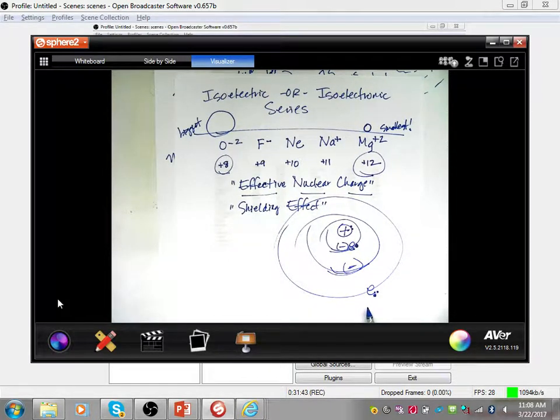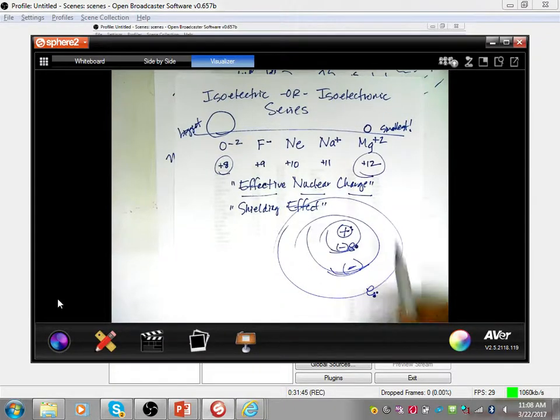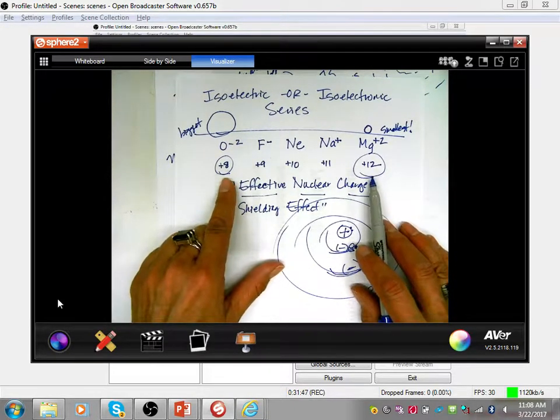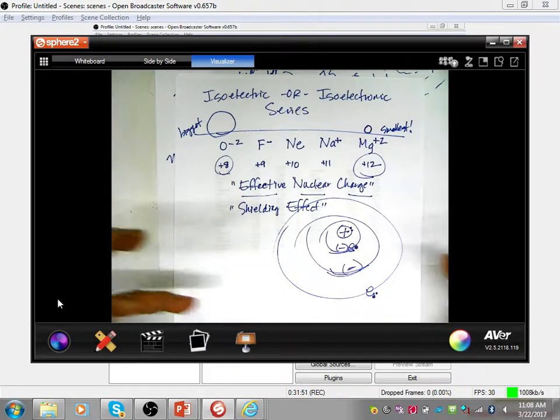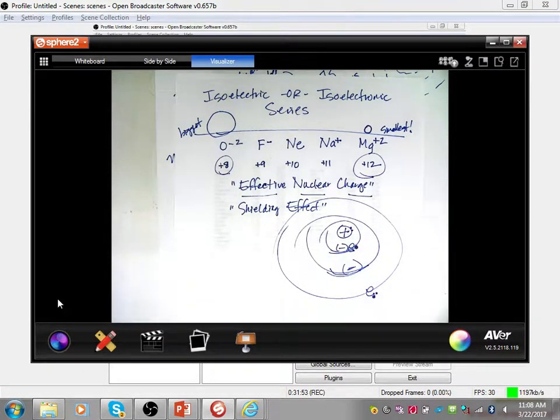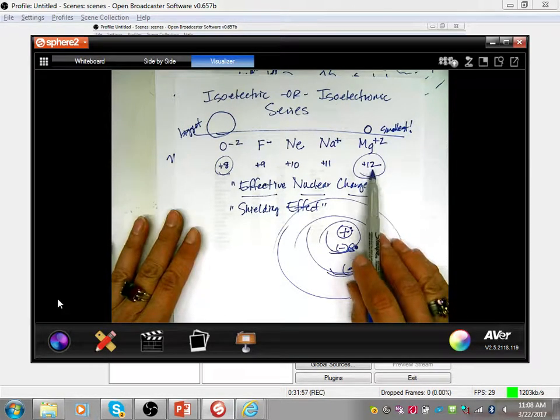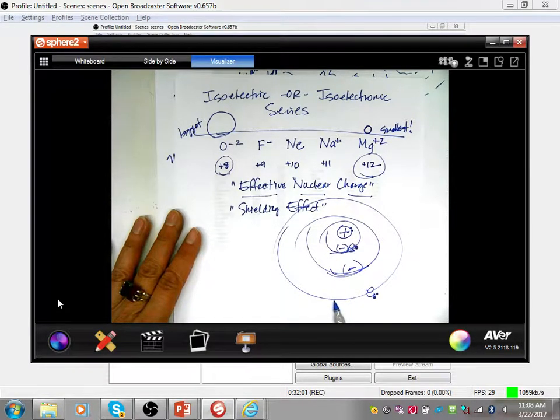Wait a minute, let's back up on that one. The larger the effective nuclear charge, the tighter it pulls the electrons in. Right. And that happens when you get more and more protons in the nucleus. Exactly. So basically what I'm saying is the shielding effect kind of negates some of what's happening with the nuclear charge. A little bit.